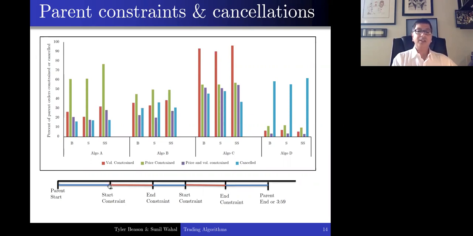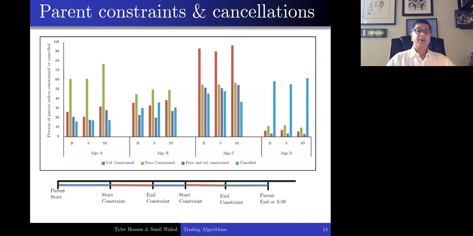So the constraint kicks in. The constraint can subsequently end, and of course it can start back up and end again. We measure each of these intervals using detailed data by linking it back up to market information.